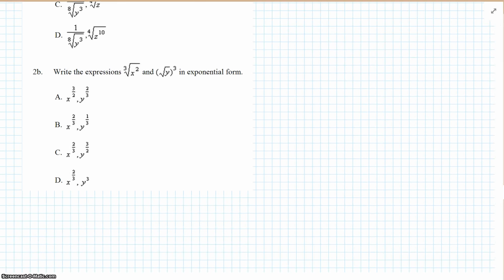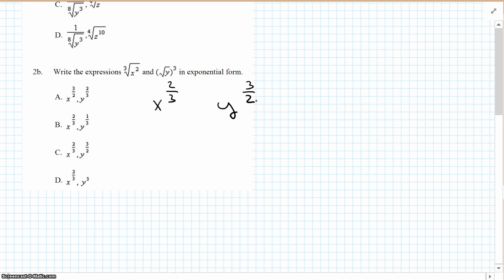2b. Write the expression of the cube root of x squared. So that'd just be x to the 2 over 3. And the square root of y cubed. So that'd be y to the 3 over 2. So it looks like our answer would be C. Remember, on square roots, the index is 2.